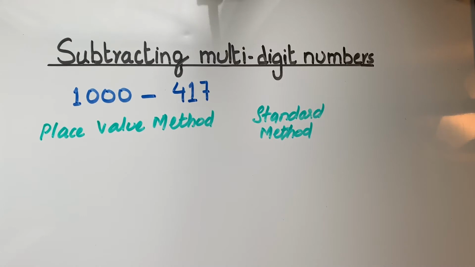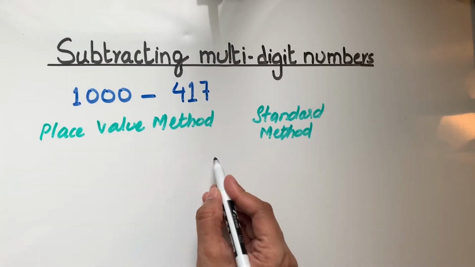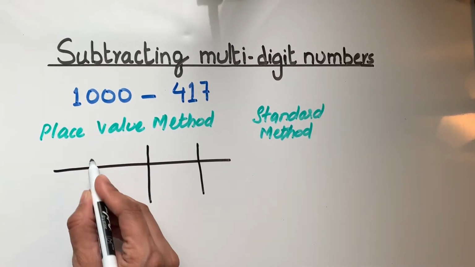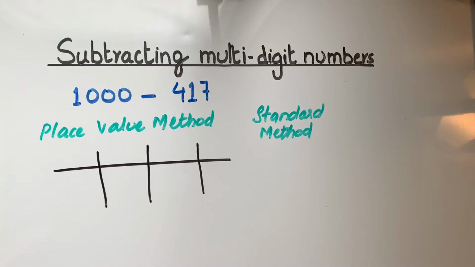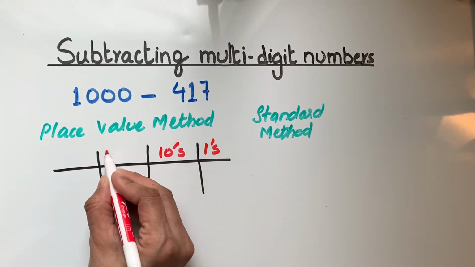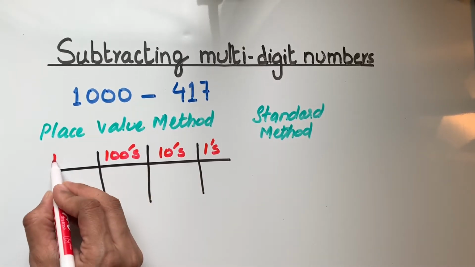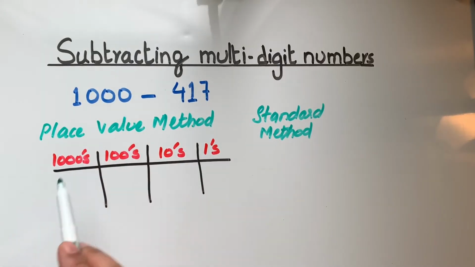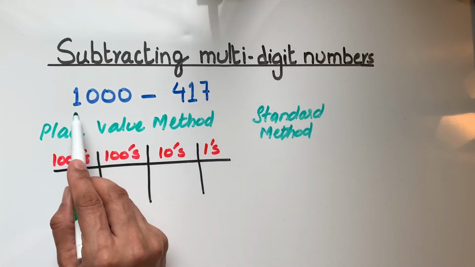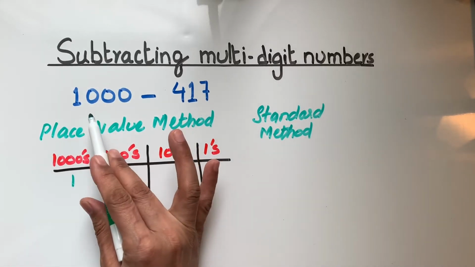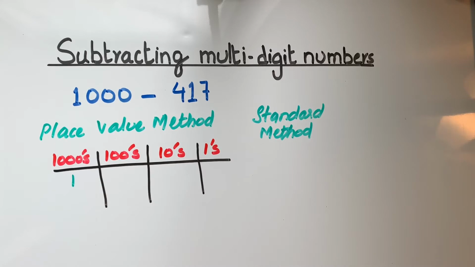For the place value method, we need a place value table. And here I'm going to draw a place value table with 4 columns. This is ones place, this is tens place, hundreds and thousands place. Let's fit this first number 1000 in the place value table. We have 1 in the thousands place, so I'm going to write 1 here. We have nothing in the rest of the places, so I'm not going to write anything here.